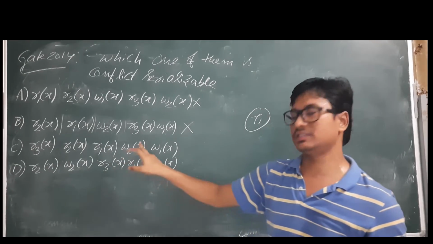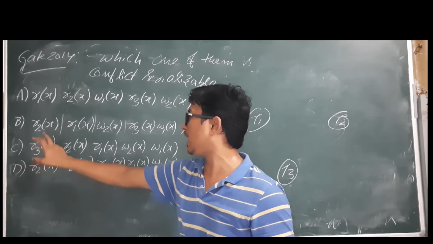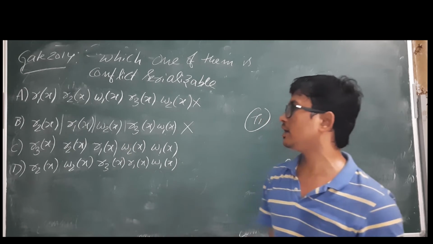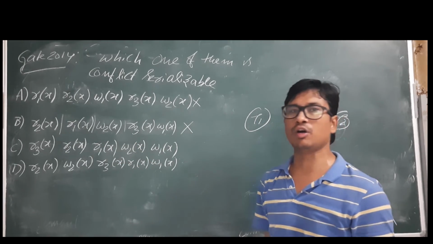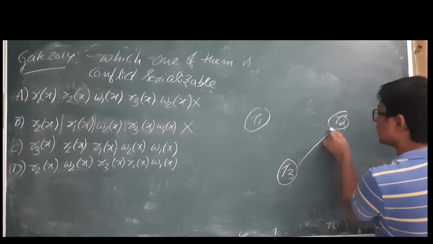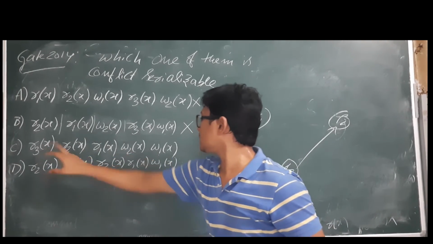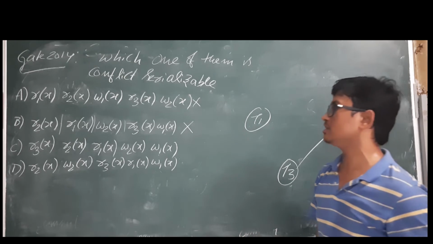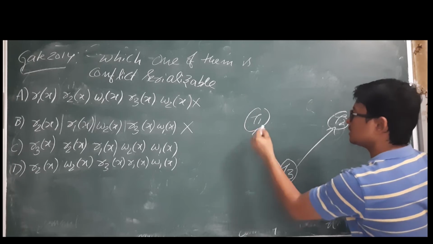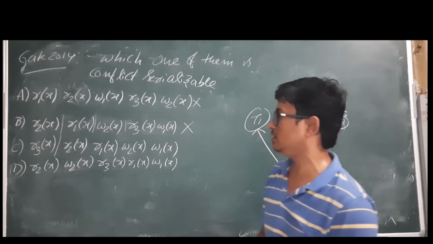R3 and W2 of x is a conflict operation because in transaction 3 you have a read on data item x, and in transaction 2 you have a write operation on data item x. So it is a read-write conflict. So I have to draw an edge from transaction 3 to transaction 2. Is it clear? The next one is R3 and W1 of x. Again it is a conflict. So you should draw an edge from transaction 3 to transaction 1. Okay, so we have identified the conflict operations with this read.